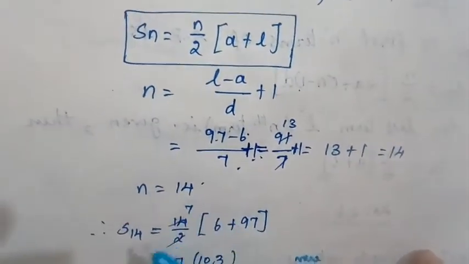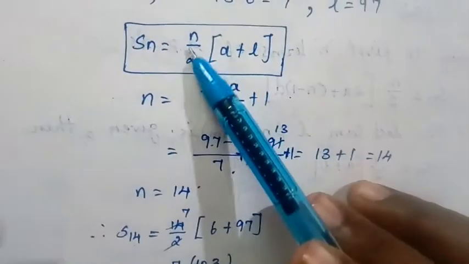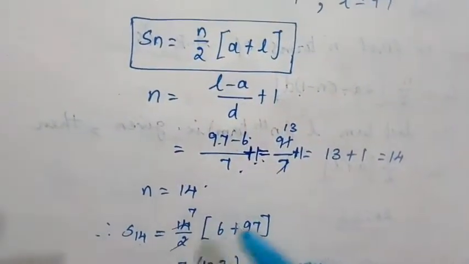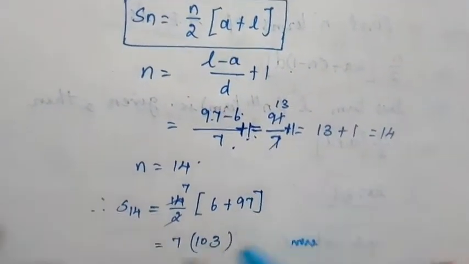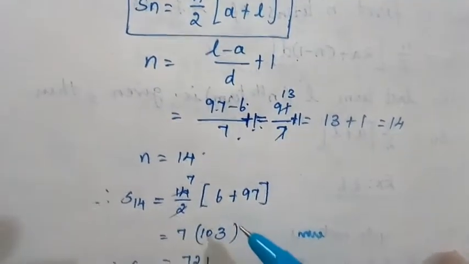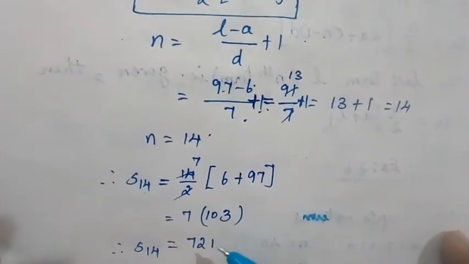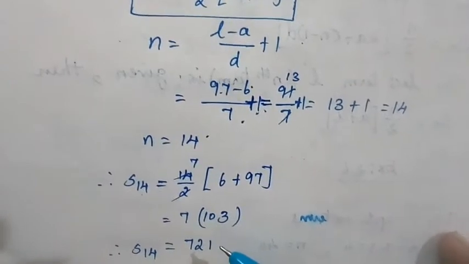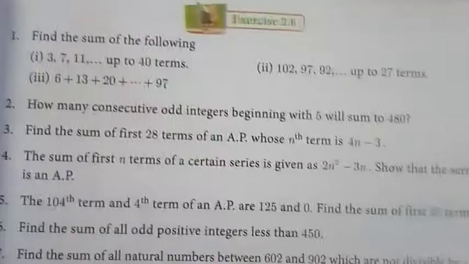So now substitute in this formula: S14 equal to 14 by 2 into 6 plus 97. So 14 by 2 is 7, 7 into 103. You have to multiply these two, it is 721. Yes, S14 equals 721.